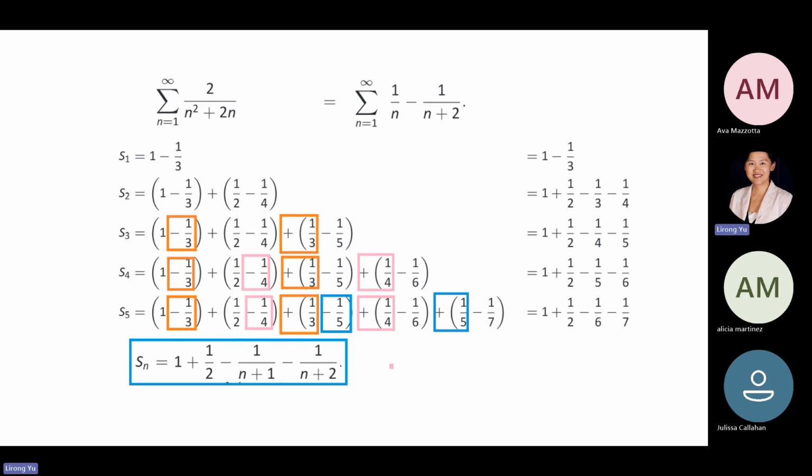So you can see ultimately in the end, the S of n has 4 terms. We have the common terms, 1 and 1 over 2. And then we also have the remaining terms that are related to the denominator, to the index n. There's n plus 1, there's n plus 2 there. So now we have a way to handle summation.